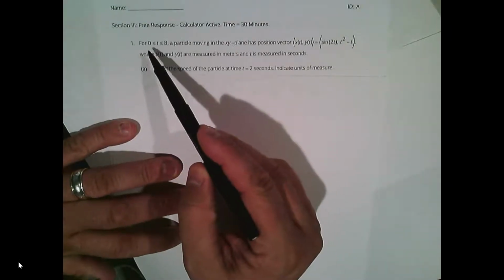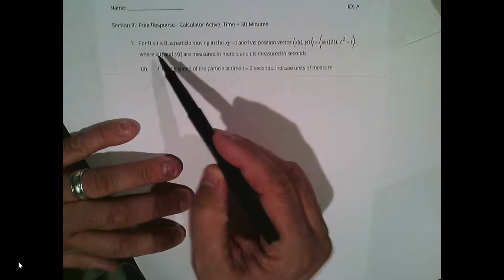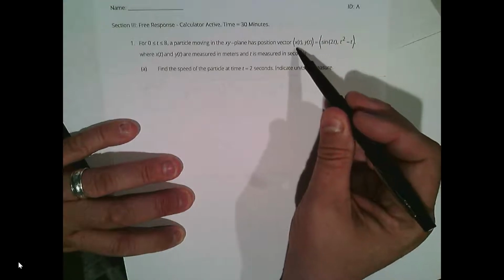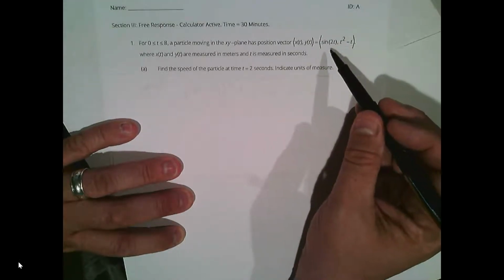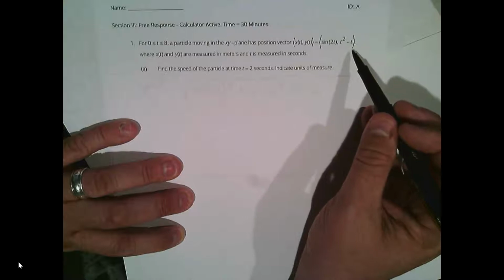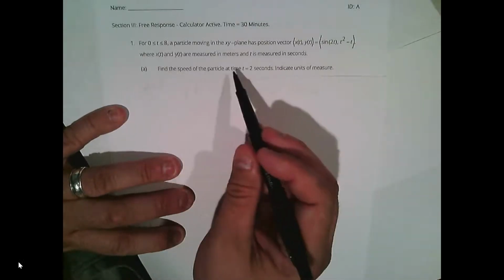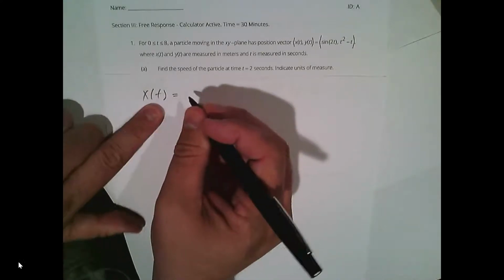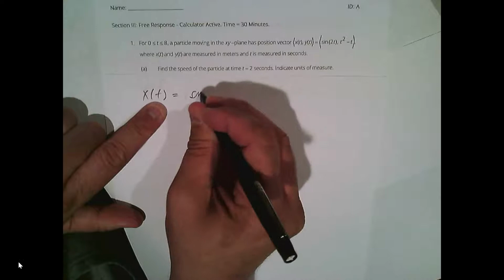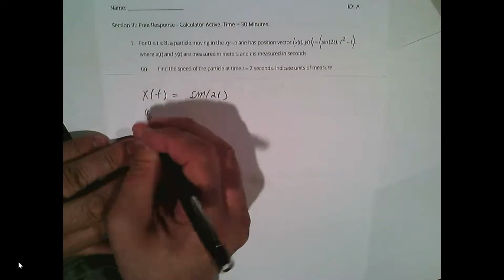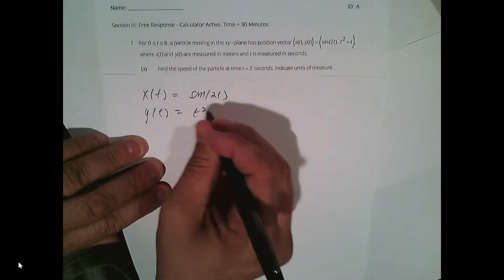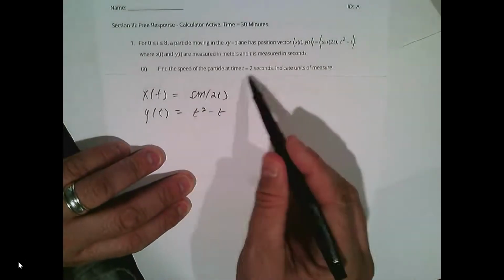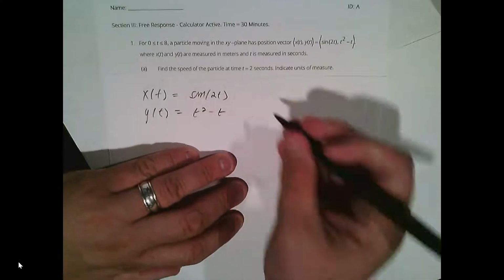We're told that for the time interval 0 ≤ t ≤ 8, a particle moving in the xy plane has position vector given by x(t) and y(t) equals sine of 2t, comma, t squared minus t, where x(t) and y(t) are measured in meters and t is measured in seconds. So my position in x is given by sine of 2t, and my position in y is given by t squared minus t. They want me to find the speed of the particle at time t equals 2.